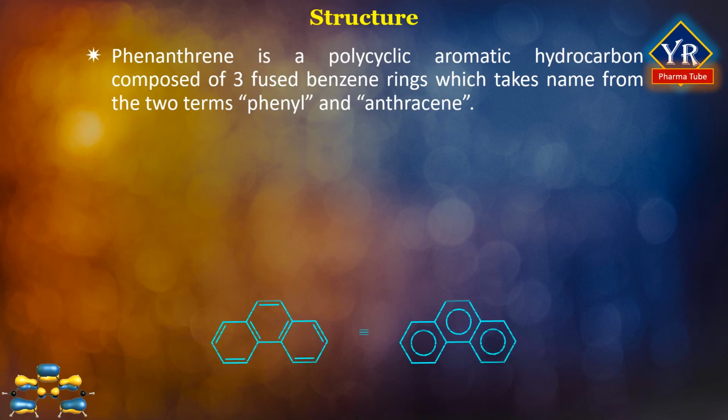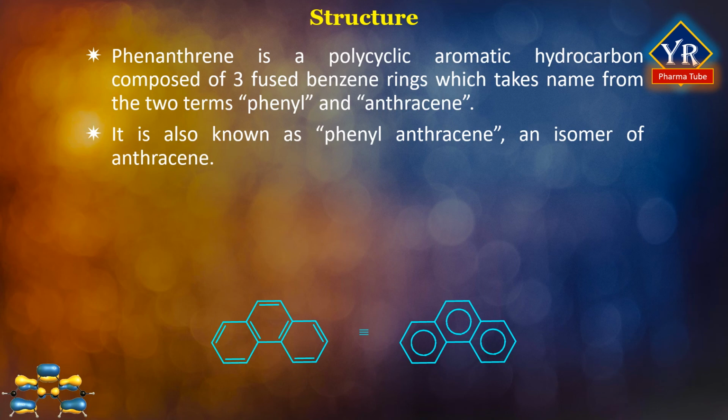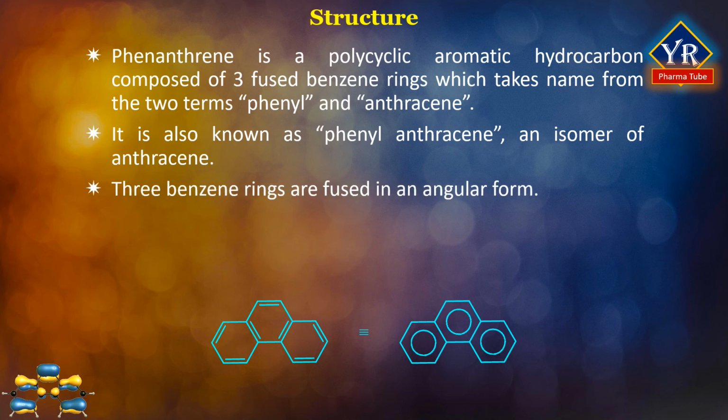Phenanthrene is a polycyclic aromatic hydrocarbon composed of three fused benzene rings, and its name has come from two terms, namely phenyl and anthracene. Thus, it is also known as phenyl-anthracene or an isomer of anthracene. Unlike anthracene, the three benzene rings in phenanthrene are fused to each other in an angular form. Structurally, it is an ortho-fused tricyclic hydrocarbon.